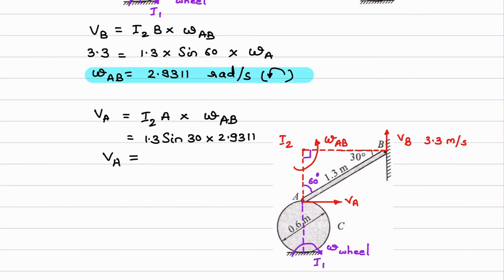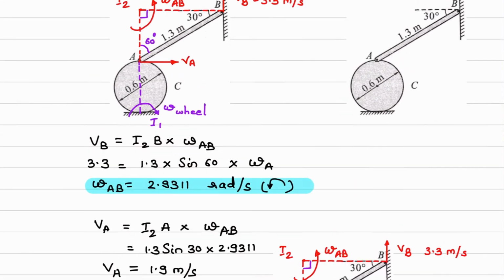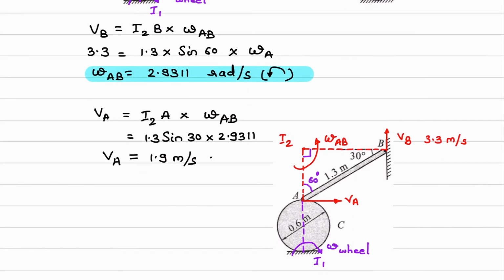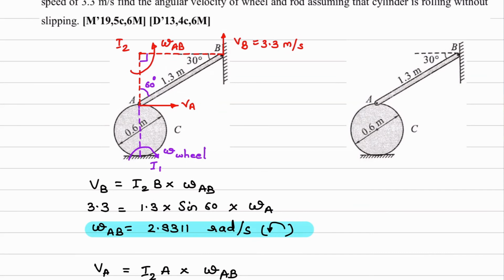VA is equal to 1.9 meter per second. What about the direction of VA? Keep your thumb at I2, keep your index finger at A, and rotate your index finger in anti-clockwise direction. So velocity will be in this direction. So VA direction we can write down over here. This is the VA direction.